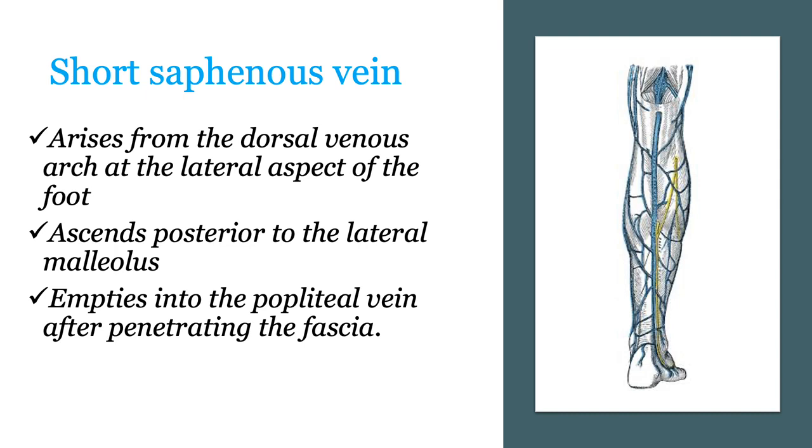The short saphenous vein arises from the dorsal venous arch at the lateral aspect of the foot. It ascends posterior to the lateral malleolus to empty into the popliteal vein in the popliteal fossa after penetrating the deep fascia.